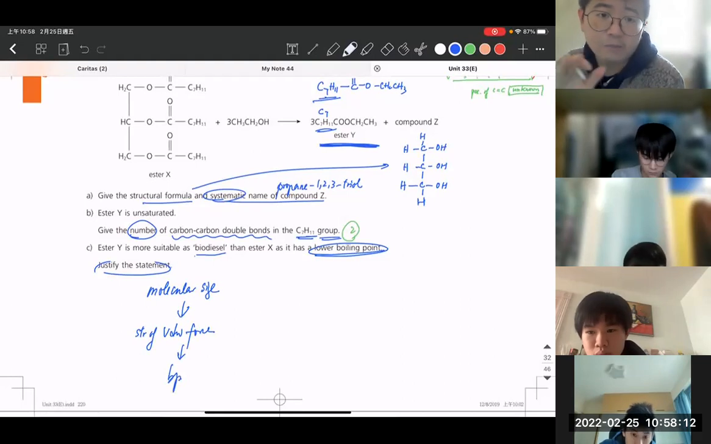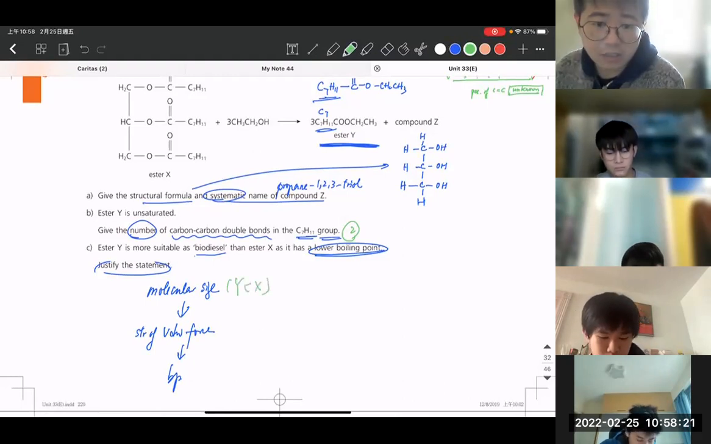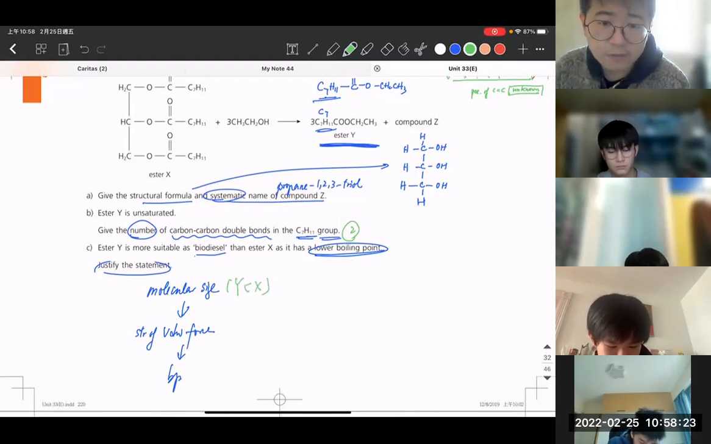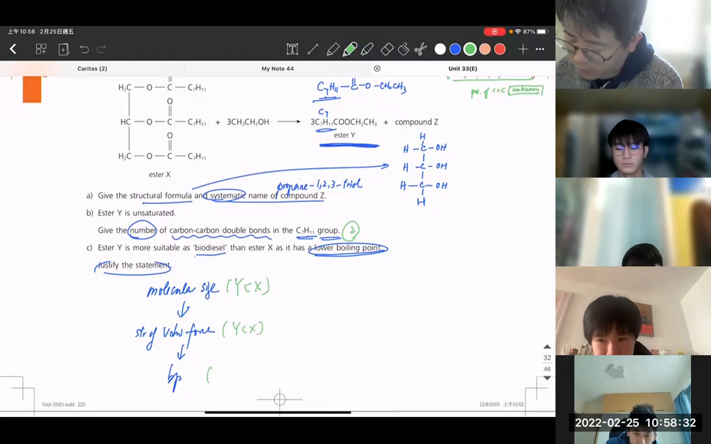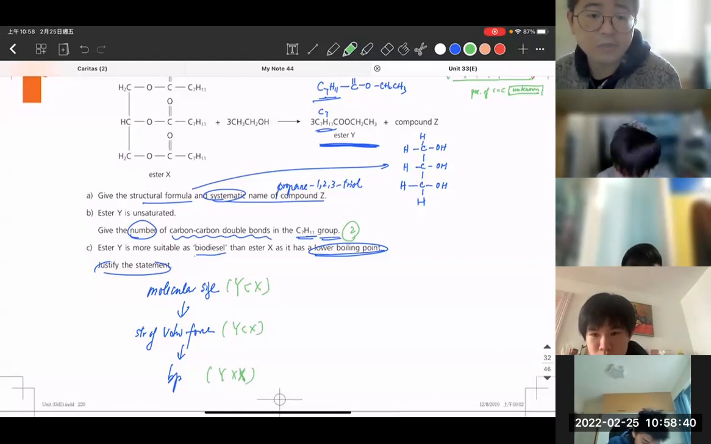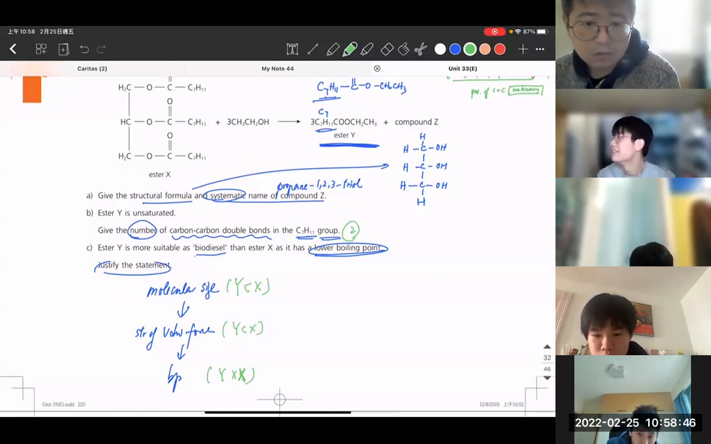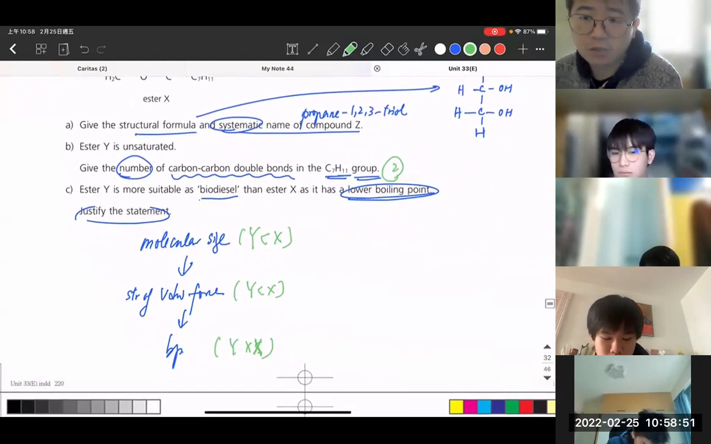So when you compare between X and Y, Y is smaller than X in size. Yes. And then the strength of the van der Waals force is of course different, so the boiling point is different, in which Y has a lower boiling point. Just remember that logic. You are going to follow this. Questions?